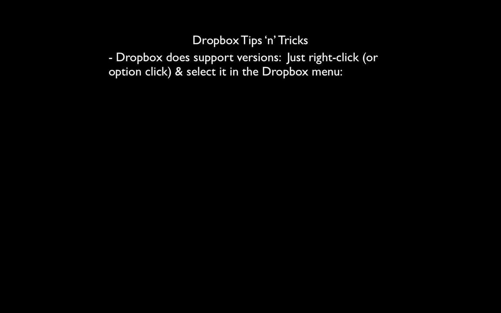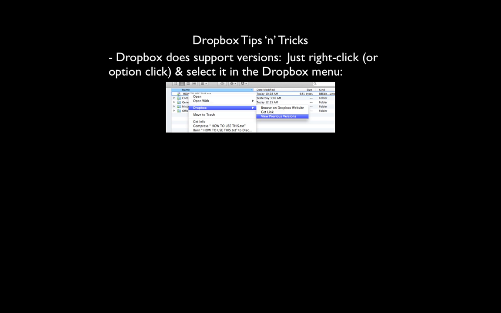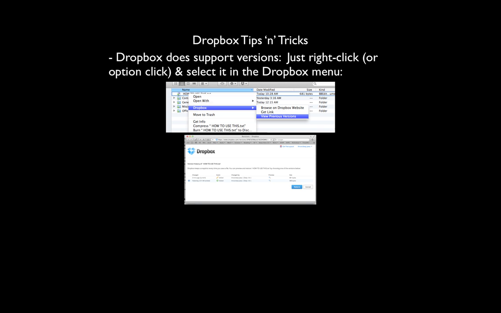Dropbox does support versions. That was one question. You just need to right-click, or option-click on the Mac, and select it in the Dropbox menu. So here's me right-clicking on the how to use this document. You can see the menus that come up, and there's the view previous version option. That'll take you to the website where you have access to the previous versions of the documents. It's kind of rudimentary, but it's probably good enough. You can look at them, you can revert to older versions, stuff like that.